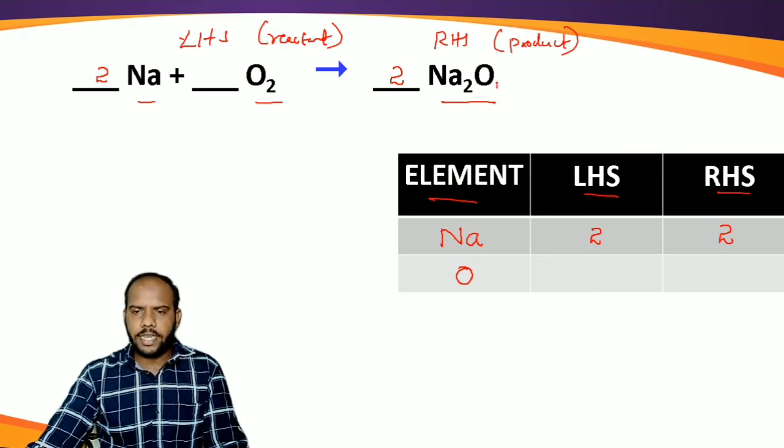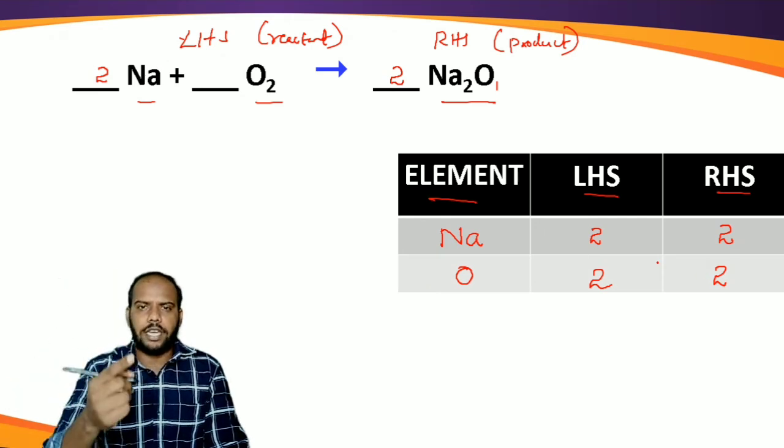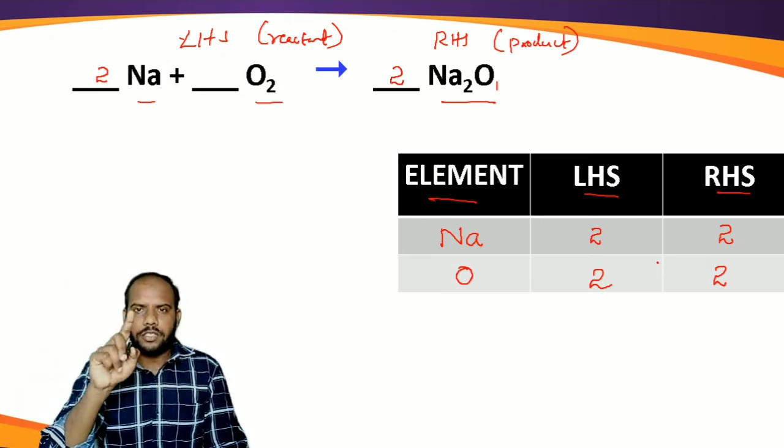Actually, children, here there is a 1. Understand? Here there is a 1. So the 2 is the coefficient, and coefficient into subscript: coefficient is 2, here 1, 2 ones are 2. So how many oxygen? 2 oxygen. Here how many oxygen? 2 oxygen. So oxygen is balanced. After finishing, you should check once more whether all the elements are balanced or not.